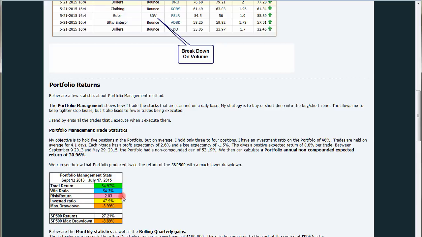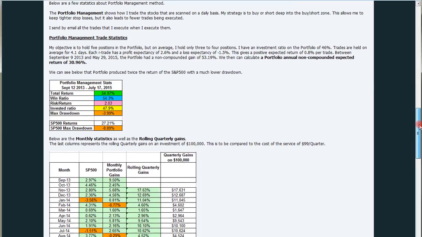Why is it higher than 2? It's because I always select trades that have a risk return ratio higher than 2. In other words, it means that I cut my losses very fast, but I keep the winning trades for a longer period of time. Okay, let's scroll down a little bit more.